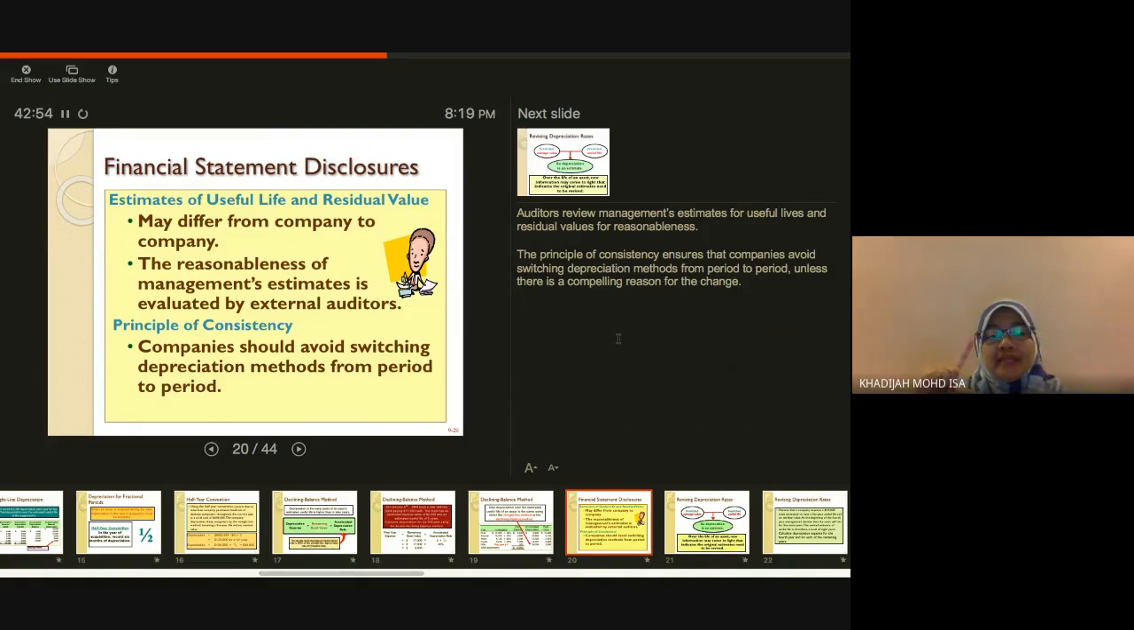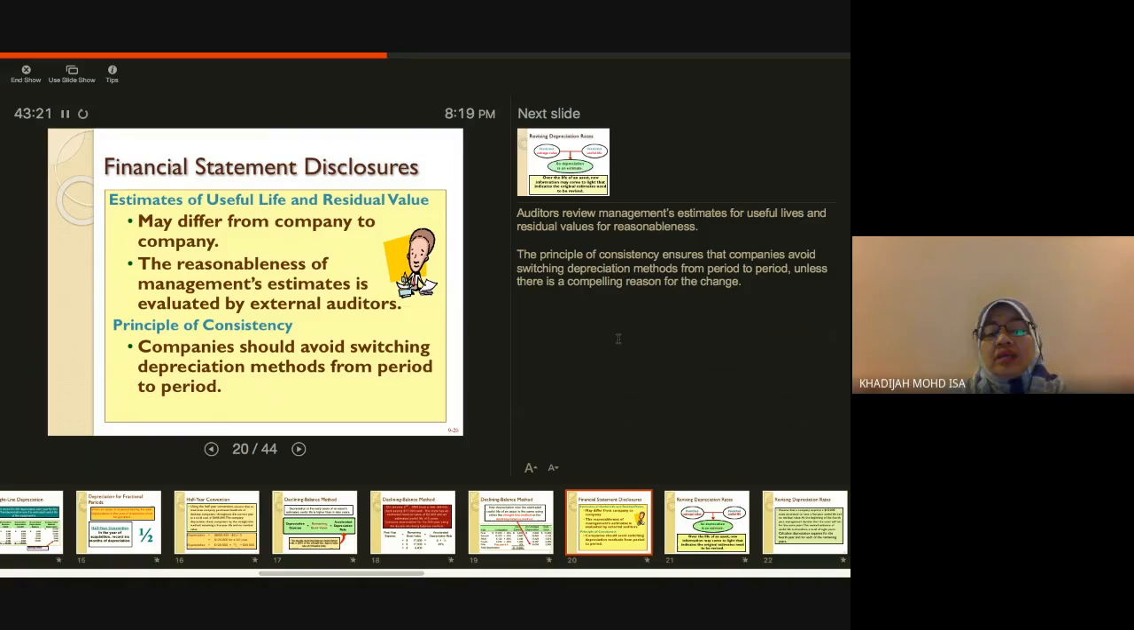Of course, some companies want to show that they have a better profit, a higher profit, in order to make the shareholders happy. So they play around with this salvage value. So it's very important to ensure that the salvage value estimate is reasonable and accurate. That's the work of the auditor, to make sure that things are reported accordingly.